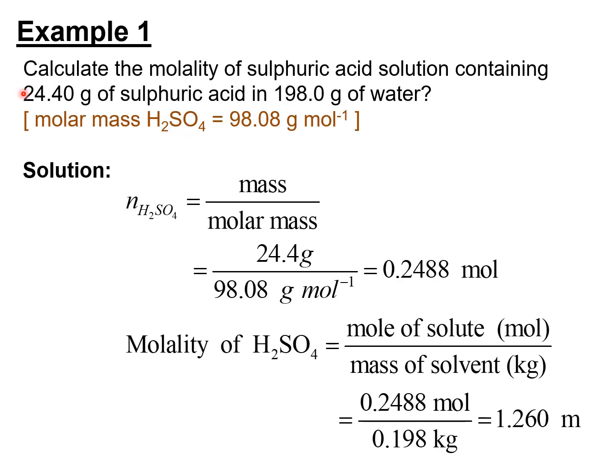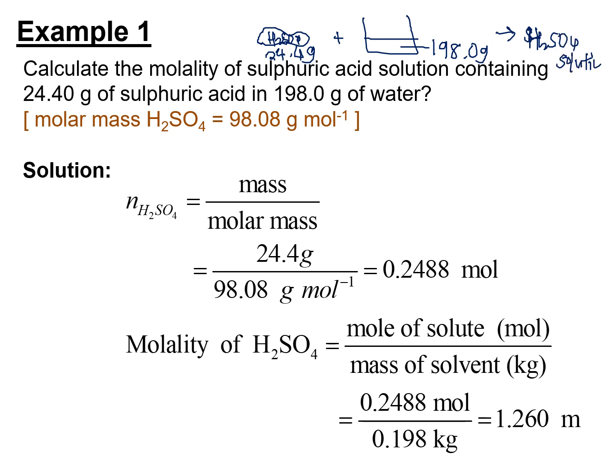Okay, for example, if you look at here, calculate the molality of sulfuric acid solution containing 24.4 gram of sulfuric acid in 198 gram of water. Kalau kamu tak nampak, Miss suruh buat apa? Miss suruh kamu lukis. So, contohnya, you ada sulfuric acid 24.4 gram of sulfuric acid kan? This is let's say H2SO4. You dissolvekan dia dalam air yang ada sebanyak 198 gram of water. Okay, kiranya nanti you akan dapatlah sulfuric H2SO4 solution.